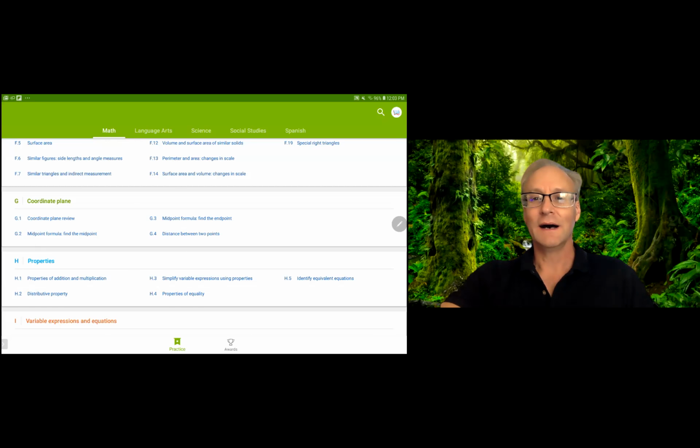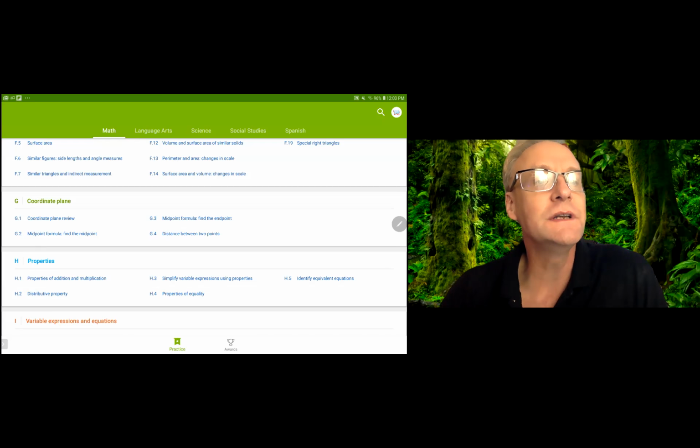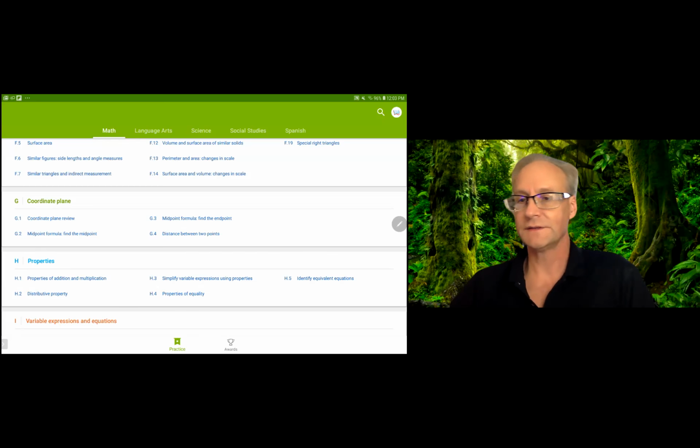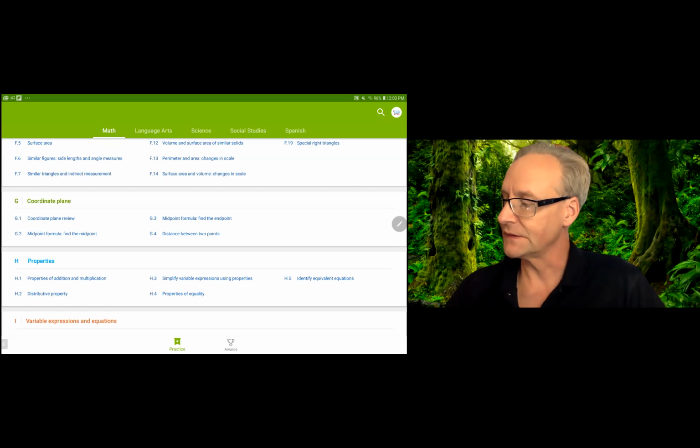Hi, everybody. We're going to be looking at the coordinate plane today, and this is from Algebra 1, IXL, and the section is G.2 Midpoint Formula. So we're going to use the midpoint formula to find the midpoint, but it's going to be a little more than that, and I'm going to ask you to do a few things along the way. Hopefully it'll all make sense to you.